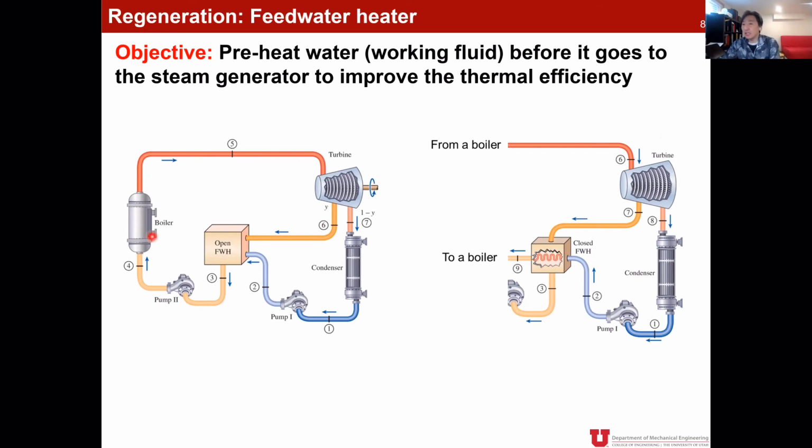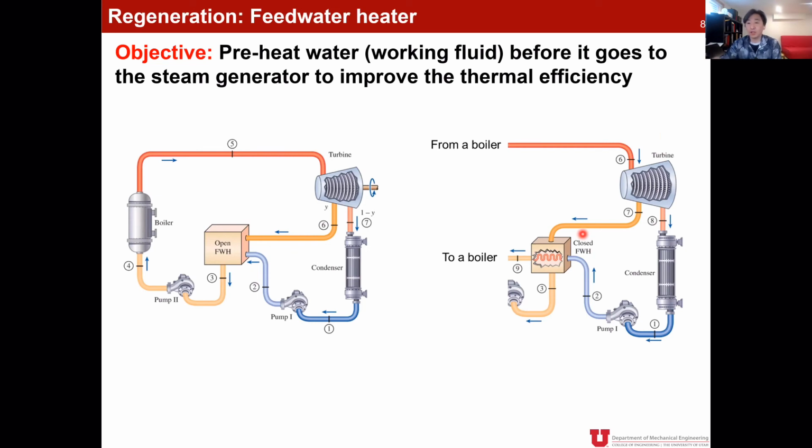The closed feed water heater is actually a heat exchanger. So now we have a heat exchanger, and steam extracted from the middle of the turbine goes to one side of the heat exchanger, while another path goes from the condensed water to the boiler. Then the steam has a hot temperature, and this hot steam can transfer heat to the condensed water, which is cold, to preheat the water.